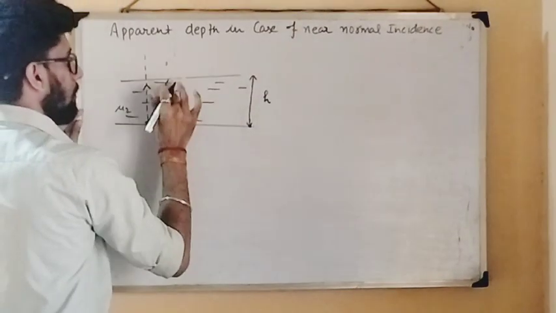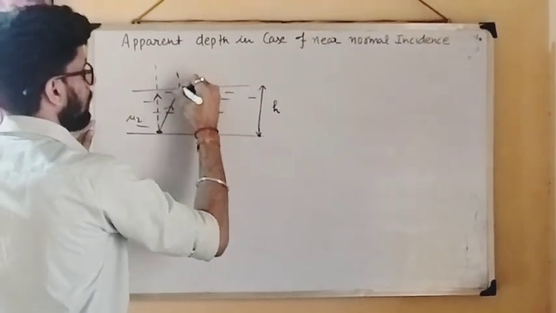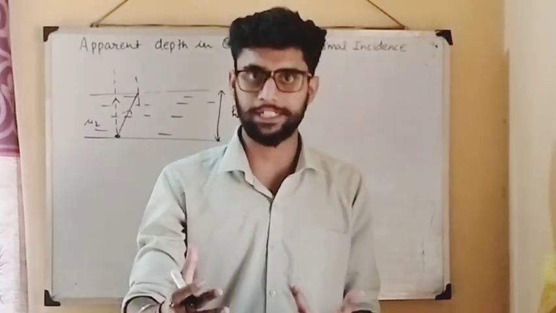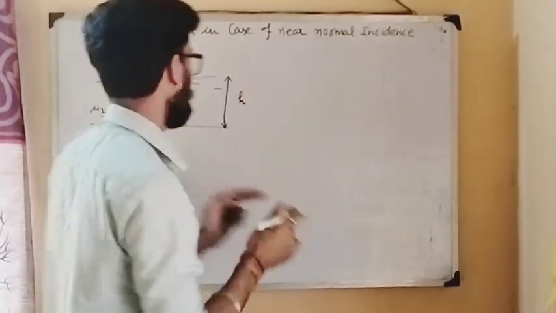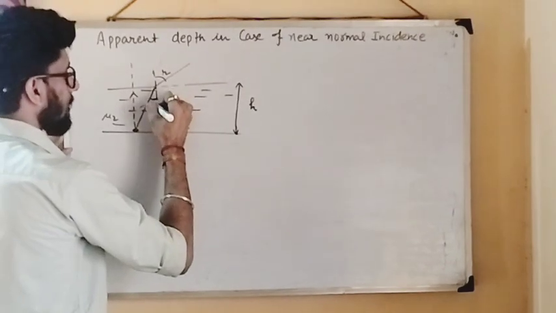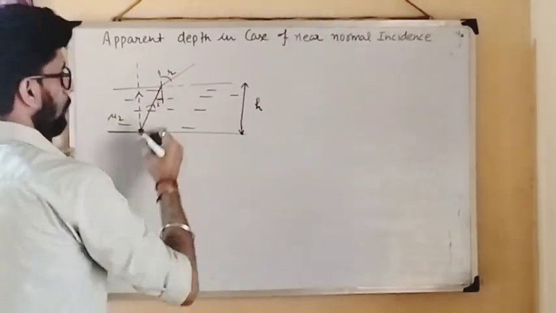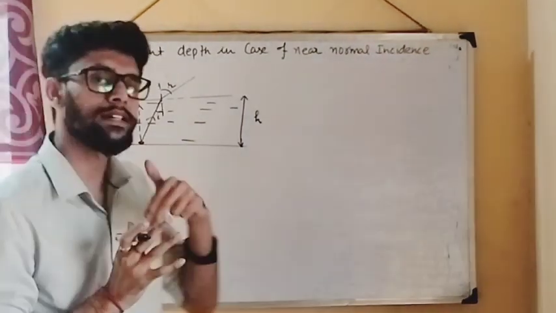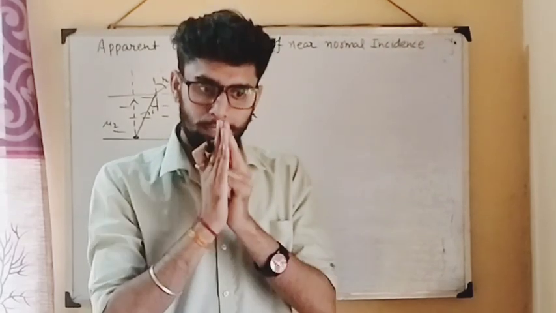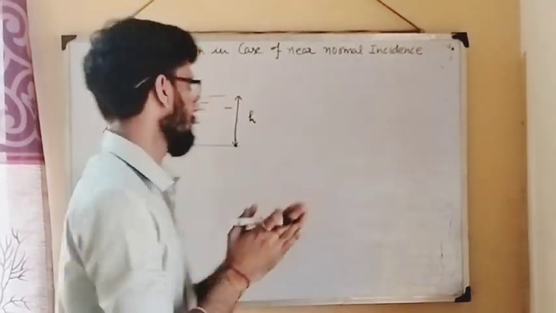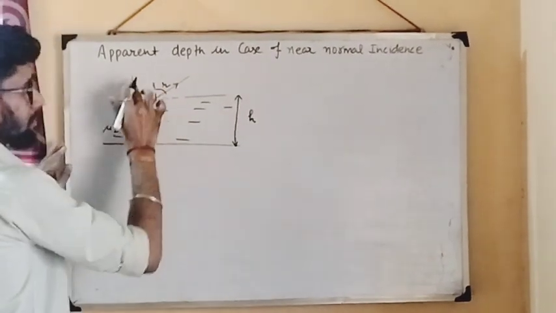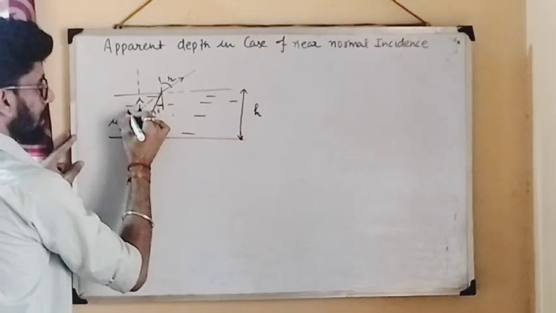So if we draw a normal, what will happen? Light is going from denser medium to rarer medium, and when light goes from denser to rarer medium, it bends away from the normal, so it will make some angle r, and here it is making an angle i with the normal. So where is the image formed? Now, this is the main important concept: image always forms at the point where two refracted rays meet. Now, this is your refracted ray. If we trace back, these two refracted rays meet at this point, making an image.